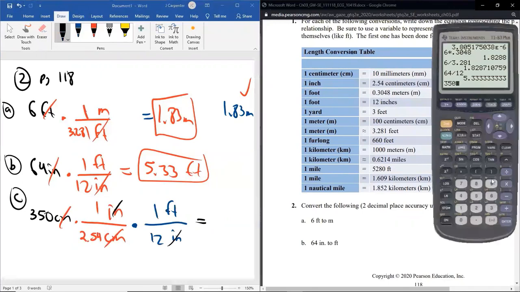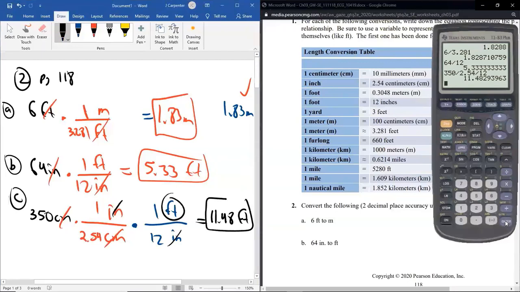350 divided by 2.54 divided by 12, and we get 11.48 feet when we round to the nearest tenth. 11.48 feet are the only units left, so feet is the answer.